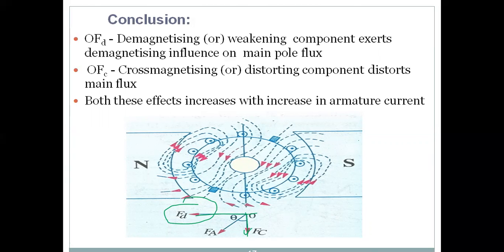Both these effects increase with increasing armature current. I said when there is no armature current, there is no effect. The magnetic field lines simply pass symmetrically from the north pole to the south pole. When the armature current slowly increases, these effects also increase as the current increases.